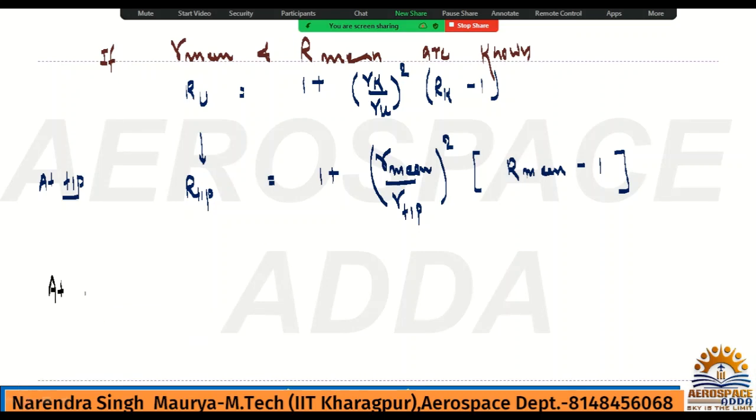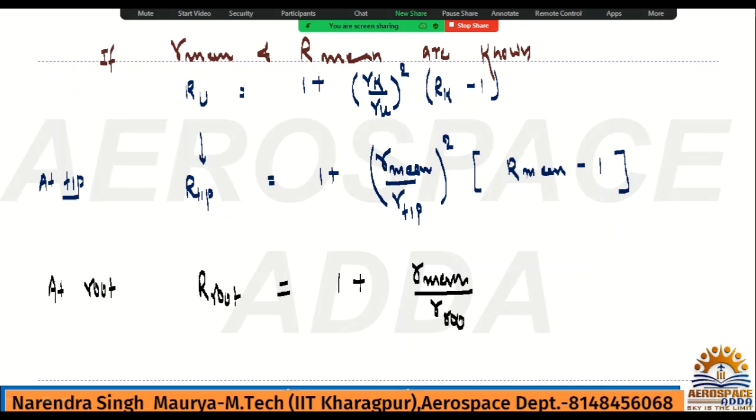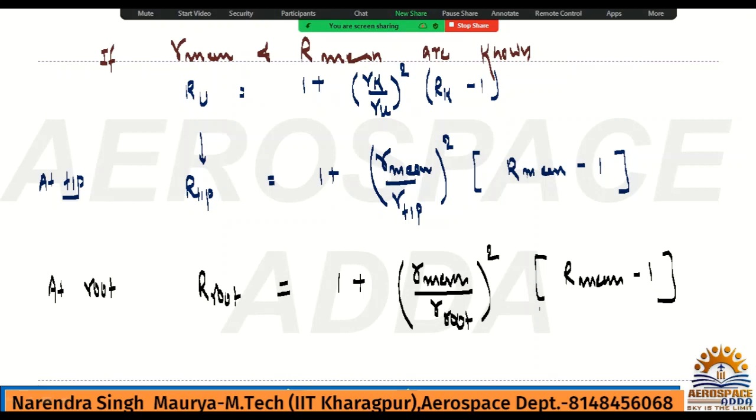What will be the value at root? R root is equal to 1 plus, with the mean being known. So at tip you can calculate, at root you can calculate. It's your choice, wherever you want to calculate, you can get that. All right. Done.